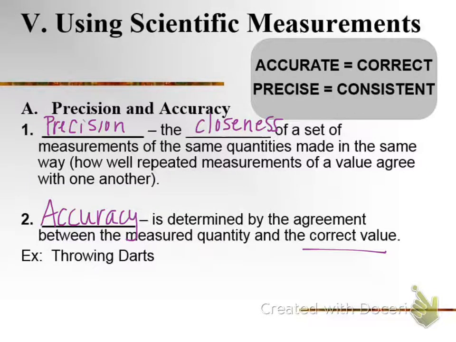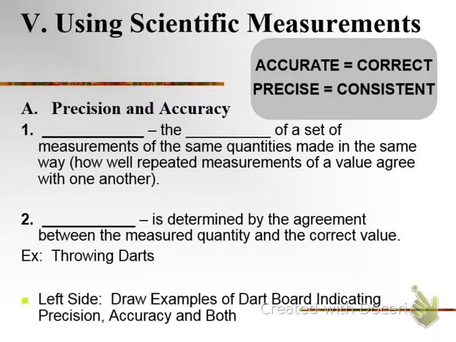Now, for precision, can you measure precision if you just have one measurement? No, because it's a set of measurements. But for accuracy, can I measure accuracy with just one? Yes, you can. So that's one big difference between them. Okay? So the best example is throwing darts.